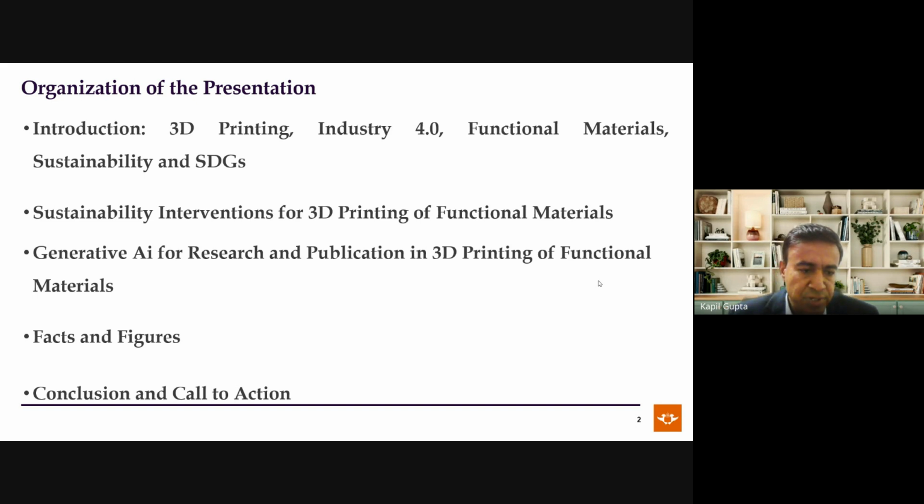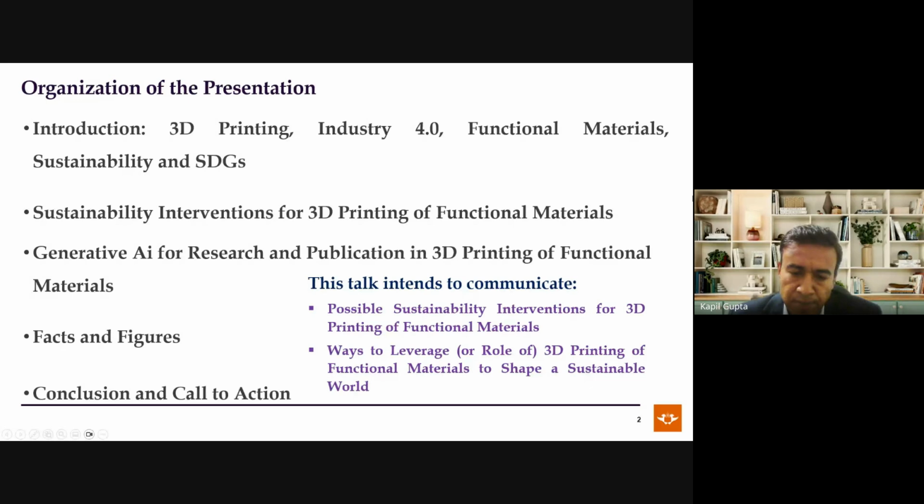The third part is going to be on generative AI. This is especially for the junior faculties: generative AI for research and publication in 3D printing of functional materials. I'll try to present something, and after that we'll give you a demo. Then some facts and figures on what's going on in South Africa and India with regards to 3D printing technology, how government is making interventions, what the various agencies and schemes are, and then I will finish with conclusion and call to action.